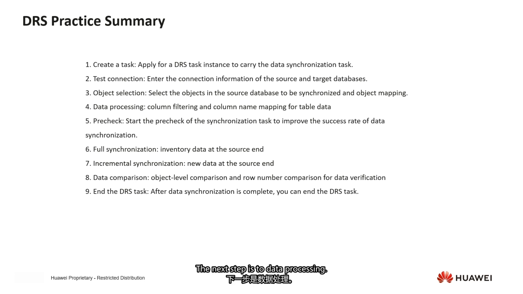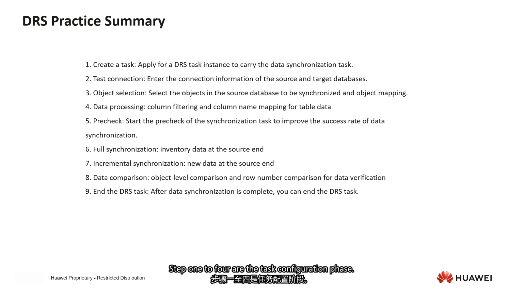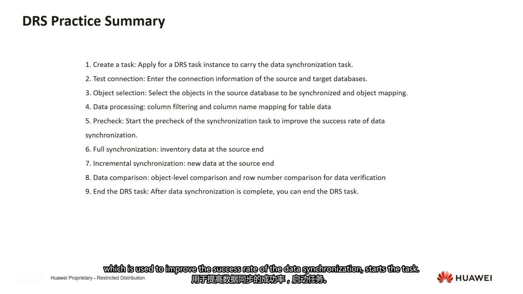The next step is data processing. In this case, you can perform row and column filtering and column name mapping on the page. Steps 1 to 4 are the task configuration phase. The pre-check is step 5, done before the task starts, which is used to improve the success rate of the data synchronization. Start the task.